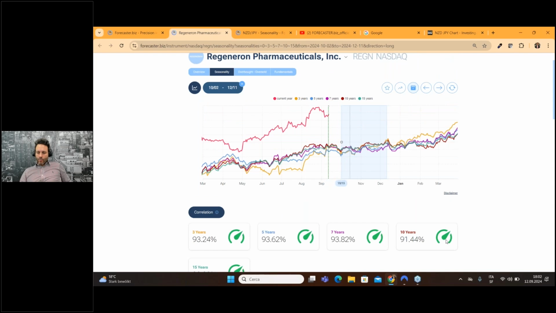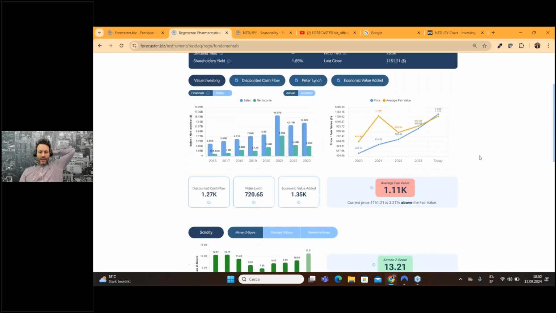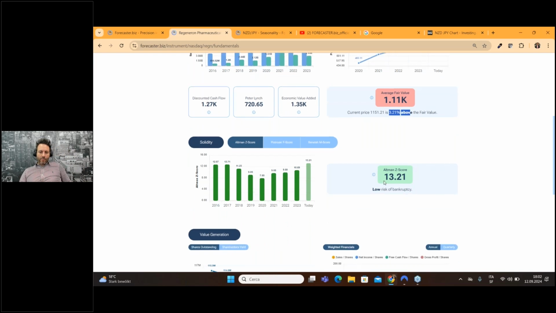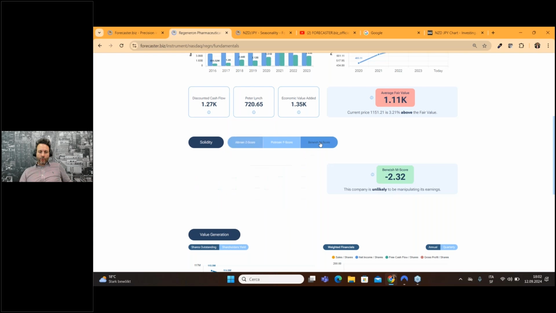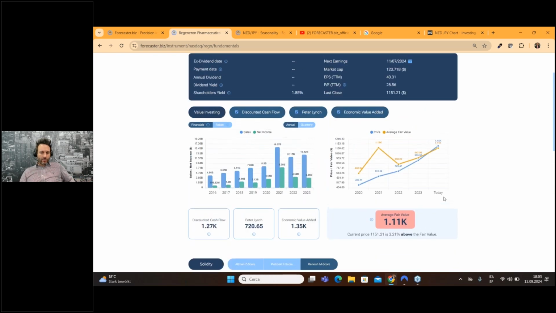In this case, we are at the 12th of September. We have to wait until the very beginning of October. Okay, so let's have a look to the fundamentals. We have a company which is fairly valued, which is interesting. We have a company which is solid, so perfect. We have no risk of bankruptcy. We have a company which is not manipulating its earnings, so it's a good company.